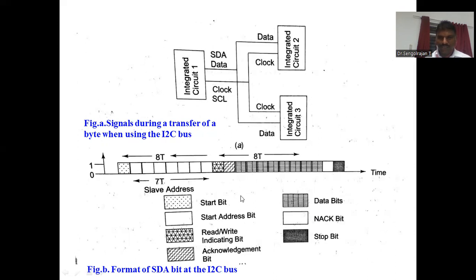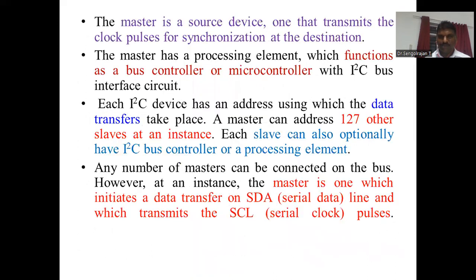So this is the index of the serial data address bit format. That is, you can call it the SDA frame format. Then, if you are going to transfer your data, a master is required, and to receive the data or to do the process, the slave is required. Here, the master is a source device which transmits the clock pulses for synchronization at the destination. The master has a processing element which functions as a bus controller or a microcontroller with an I2C bus interface unit.